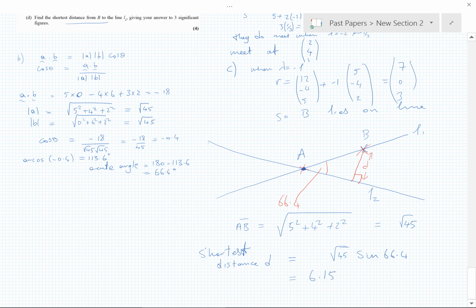Okay, that's the easiest way of doing this question when we know the point is on the line and we've got the angle between that and the line. There are other ways of doing it, but it's definitely quicker to do it that way in this circumstance. Okay, one question to go, and then we're done.